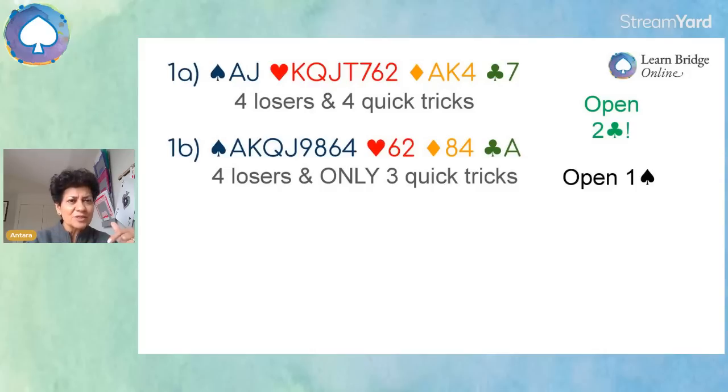And let's see how many quick tricks I've got. I've got ace, king, 2 quick tricks, and then I've got the ace of clubs. That's 1 quick trick. So I've only got 3 quick tricks. I am not going to open this 2 clubs. The recommendation here is open it 1 spade or 4 spades, as many of us are doing these days.